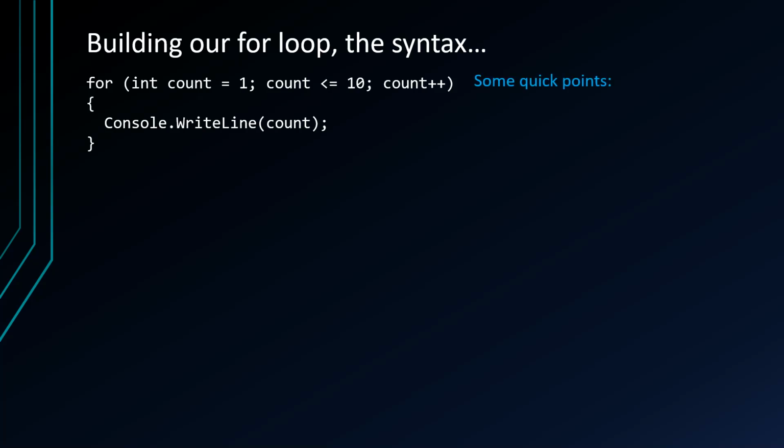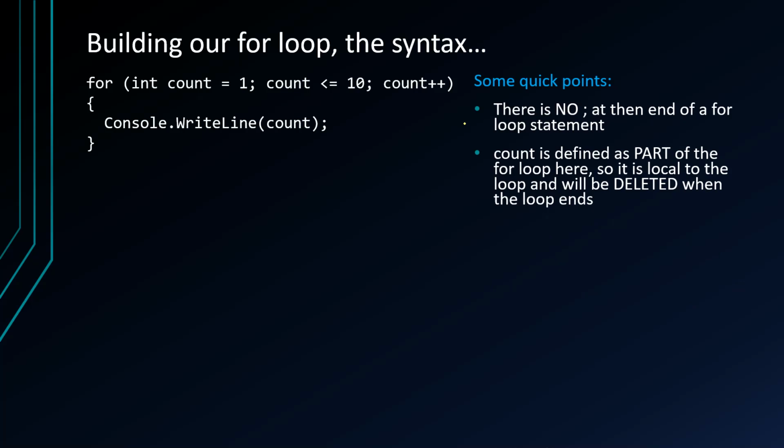So a few quick points that we need to look at. Number 1, there's no semicolon at the end of the for loop statement. We don't see any semicolon here because it's not a command, it is a structure, it is a statement. You notice that the count is actually defined as part of the for loop statement. You know what that means? That means it's local to the loop, which means when the loop is finished executing, this count variable gets deleted. That may or may not be a problem. Usually it's not a problem.